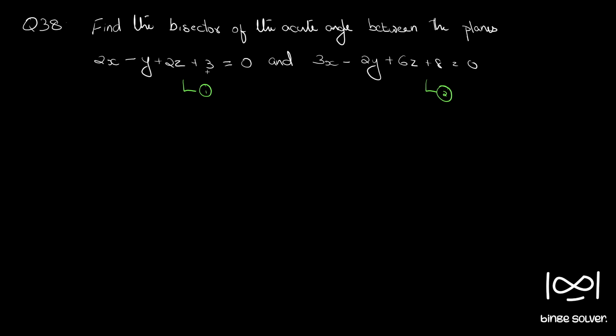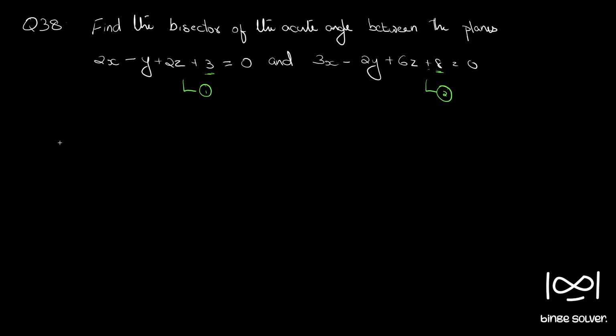First step is to make sure the constants d1 and d2 in the equations of the planes are positive. They are already positive, so we don't have to change the equations. So we'll start checking whether the origin lies in the acute or obtuse angle.